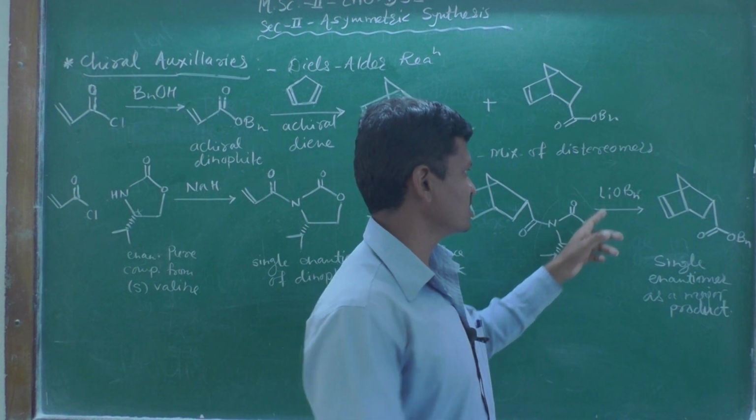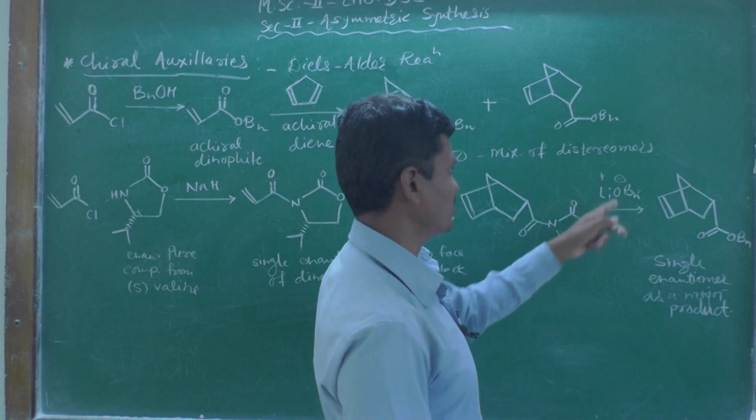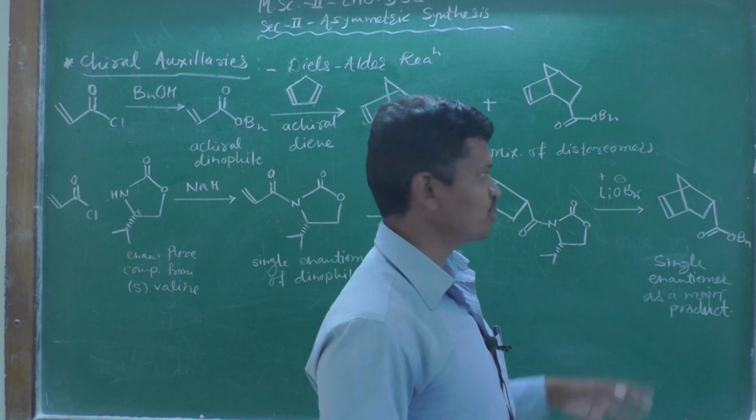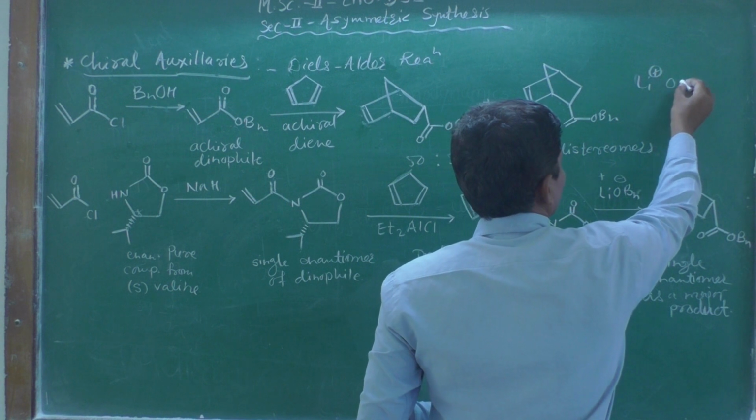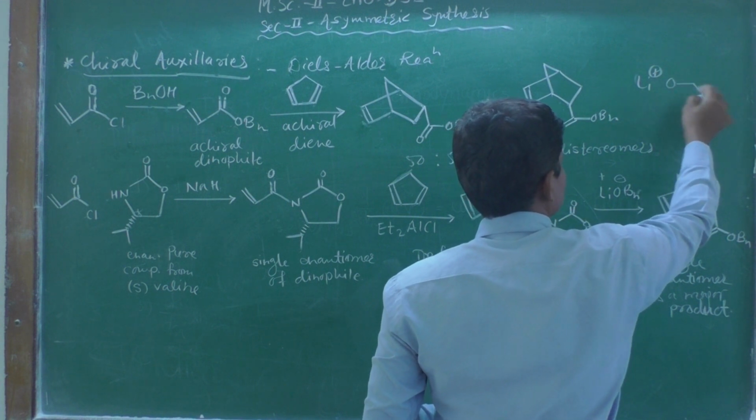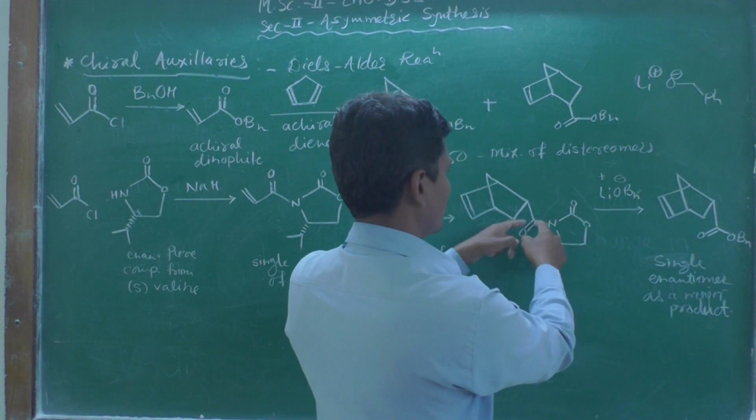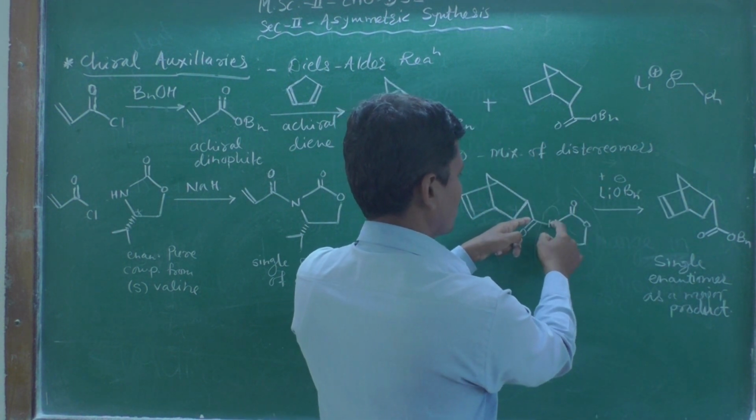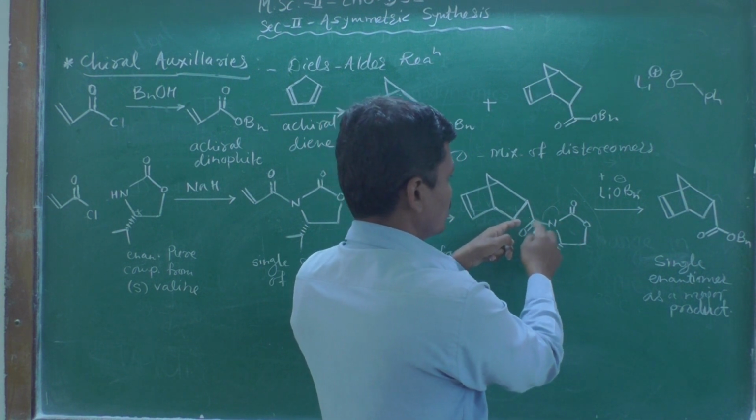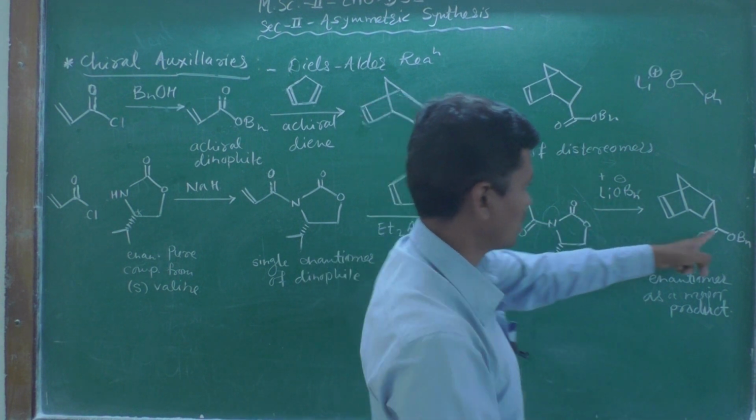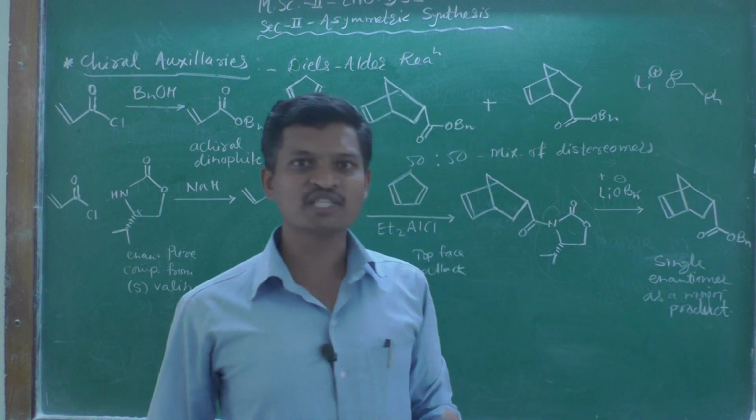LiOBn. This LiOBn exists as Li plus and OBn minus, and this OBn minus is nothing but an alkoxy group, OCH2Ph. This is Bn, the benzyl group. This O minus will attack this carbonyl group. The carbon-nitrogen amide bond will now break, and a new bond is formed, the carbonyl oxygen bond. This single enantiomer is the major product that is predominantly obtained in our reaction.